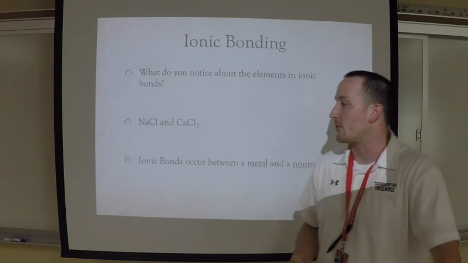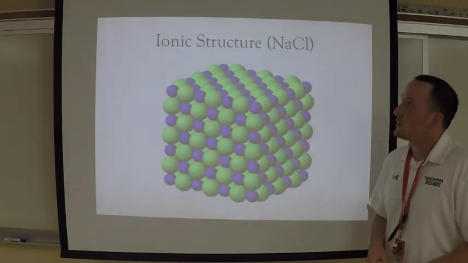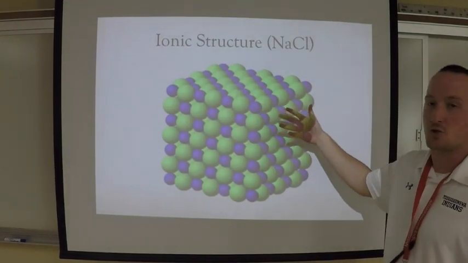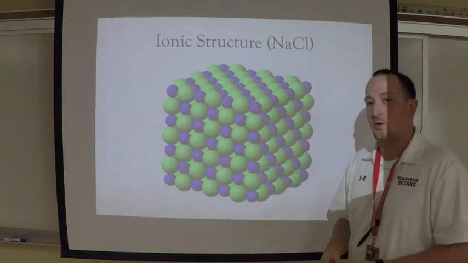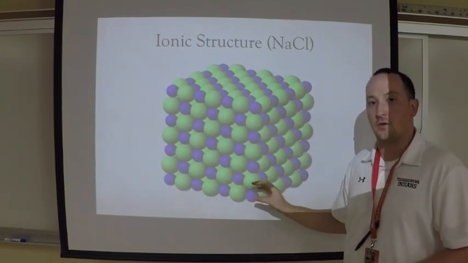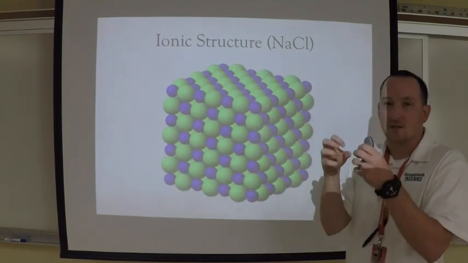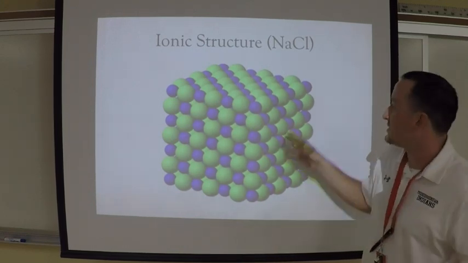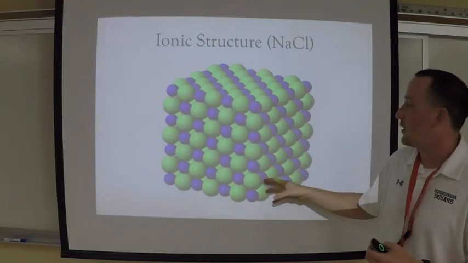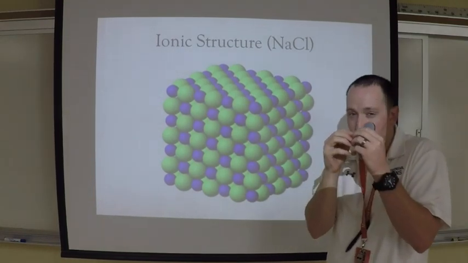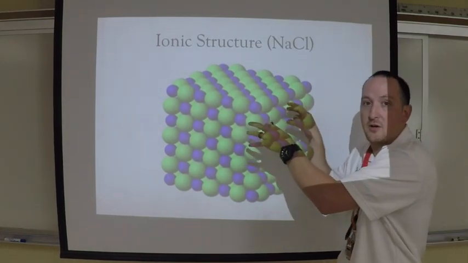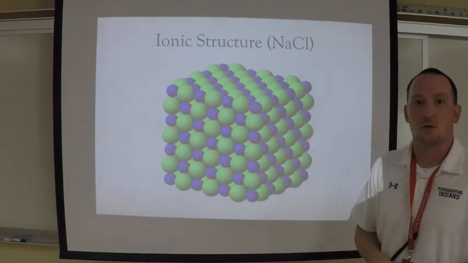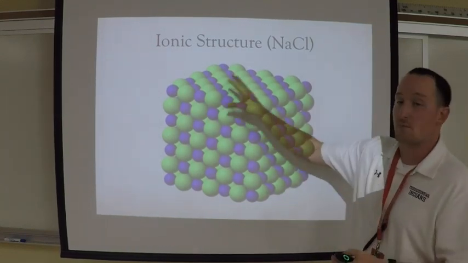Those are the nonmetals. Now, here is an ionic structure or an ionic crystal. So this is actually what ionic compounds look like. They're not single sodiums and chlorines stuck together. They're typically large crystals, kind of like this. Now, I guess the crystals can be small, but if you were to zoom in microscopically and look at sodium chloride, it would look something like this.